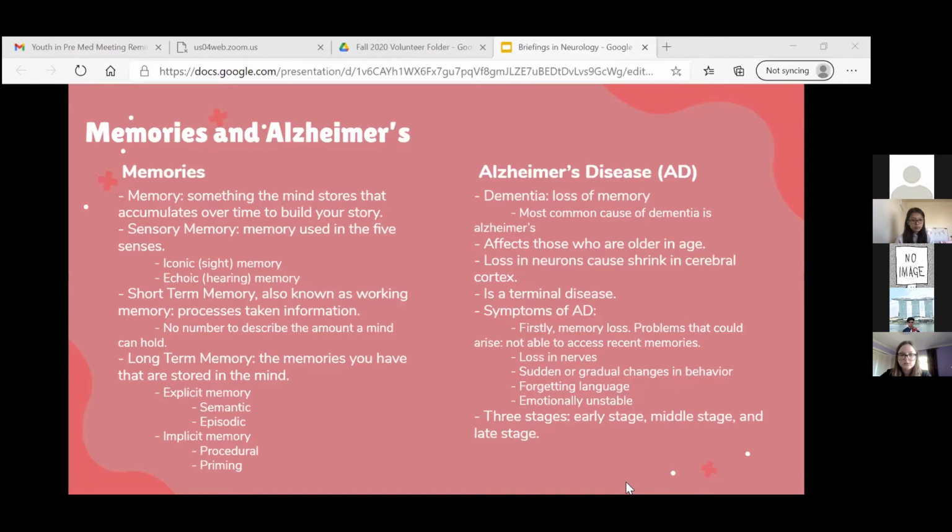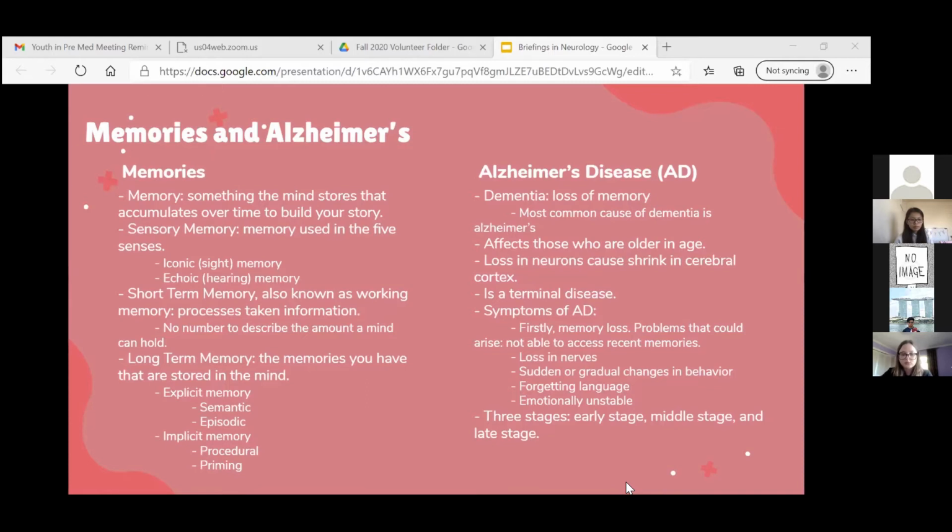This uses our short-term memory, or working memory, which is essentially the current thoughts in your mind. There is no quantitative description or number to show how much our minds can hold. And the working memory processes all the information our minds decide to take in, and this is where the long-term memory comes in. There are relatively 2 types of long-term memories, which are explicit and implicit.